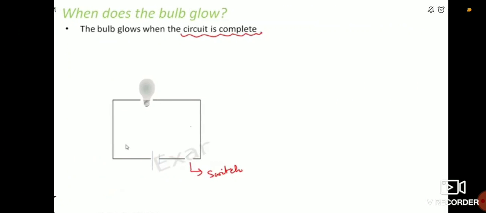Here there will be a large gap. That means the circuit is not completed. That means the switch is off. In this case, if the switch is off, current will not flow in this circuit. So a gap will be there. That means the circuit is not completed.